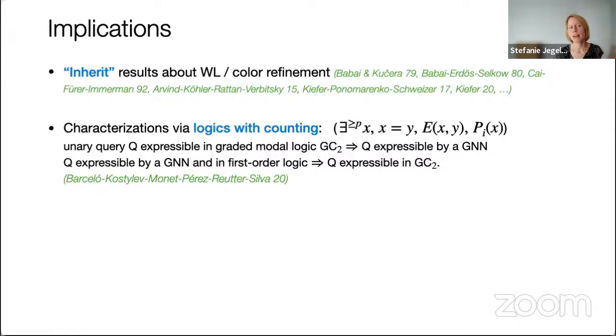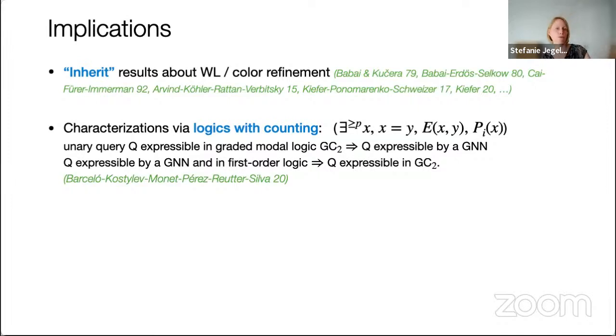It tells us, for example, that we can essentially inherit all the results that we have about understanding the Weisfeiler-Leman and color refinement algorithms, about when they work and when they do not work. In particular, that if you're randomly sampling graphs, the failure probability goes to 0 as the size of the graph goes to infinity. We also inherit characterizations via logics with counting. That means logics where we have this counting quantifier, and the binary relations relate to the edges in the graph. So what kinds of queries can we express?